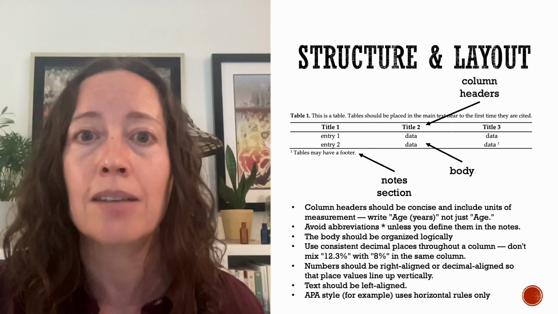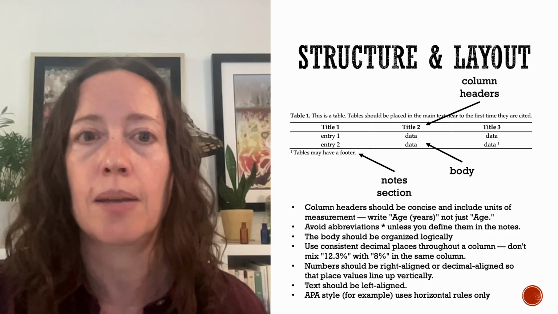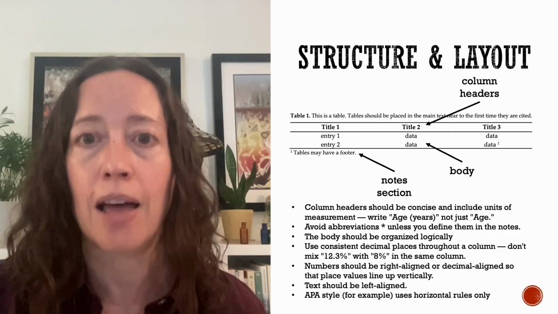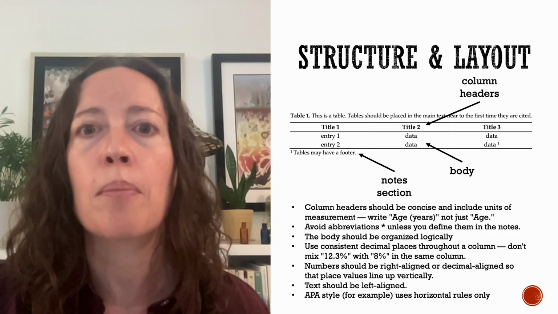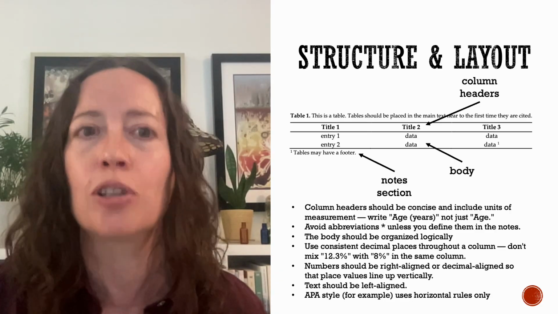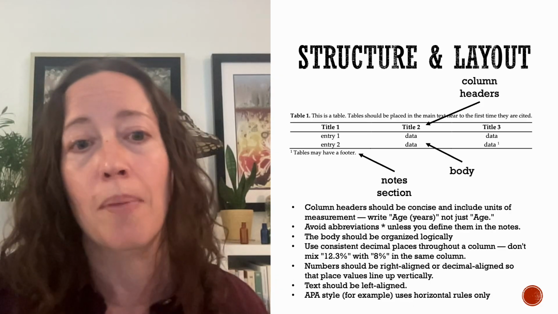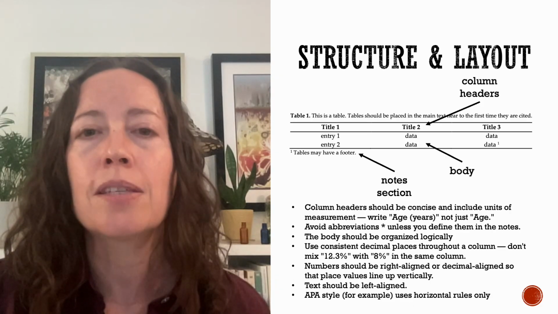Numbers should be right aligned or decimal aligned so that place values line up vertically. Text should be left aligned. Centered columns of numbers are a common mistake that makes comparison harder and honestly makes the table look like it was formatted by someone who didn't know how to format. Which brings us to the borders.